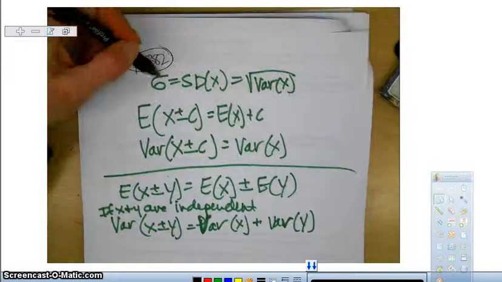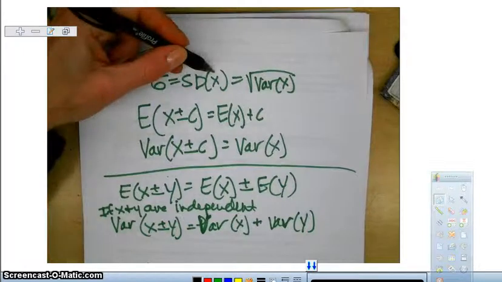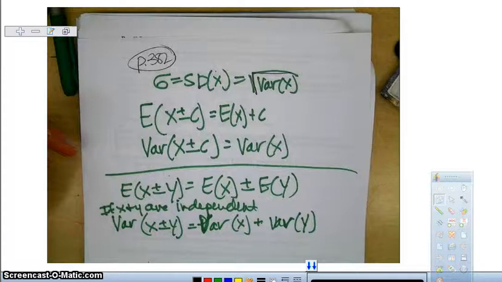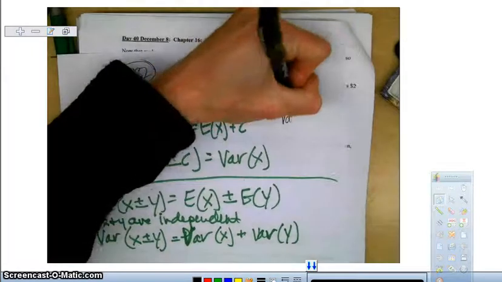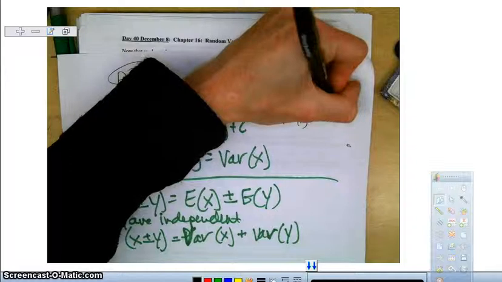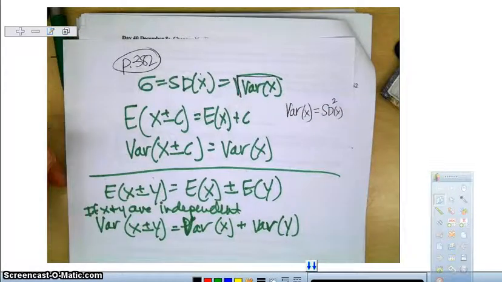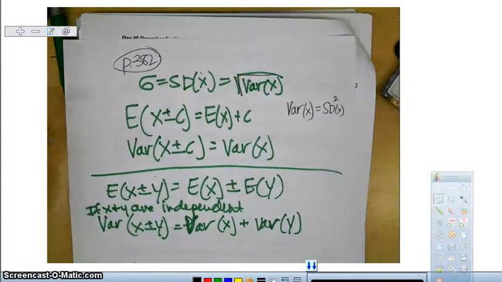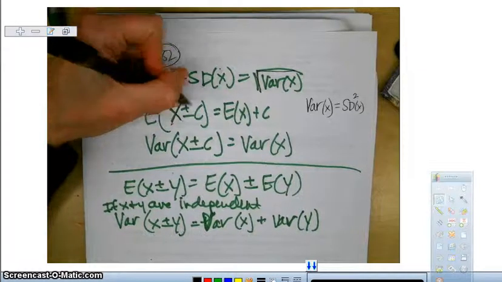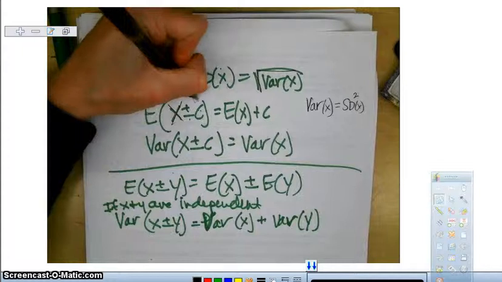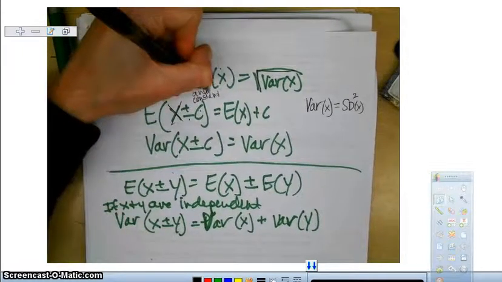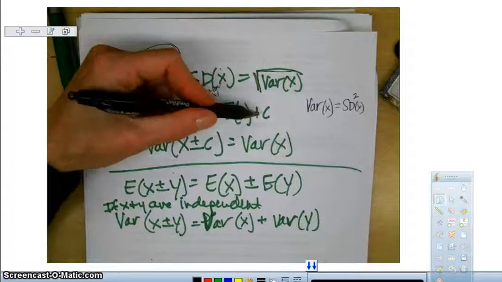The standard deviation of x, sigma, is the square root of the variance. Okay, the standard deviation is the square root of the variance. So in other words, the variance of x is the standard deviation of x squared. Okay, and we'll be dealing with variance a little later. The expected value of a random variable x plus or minus a constant, and a constant is just a number, is that expected value plus a constant.